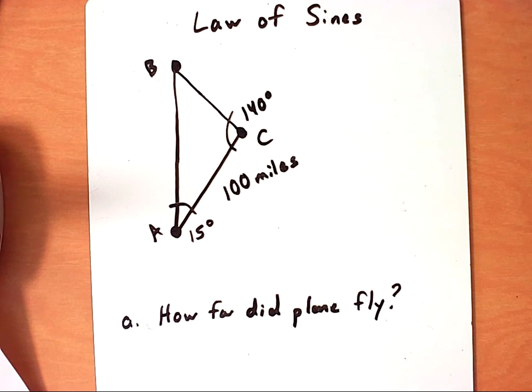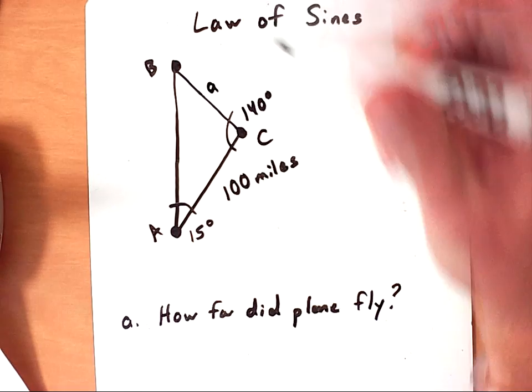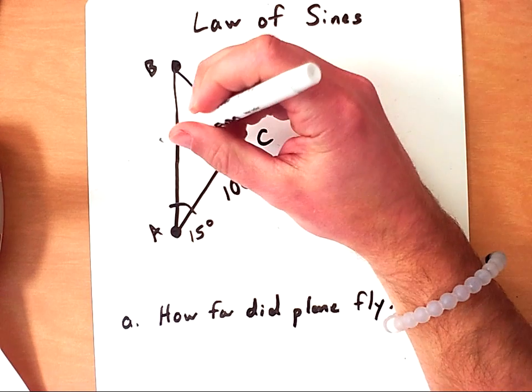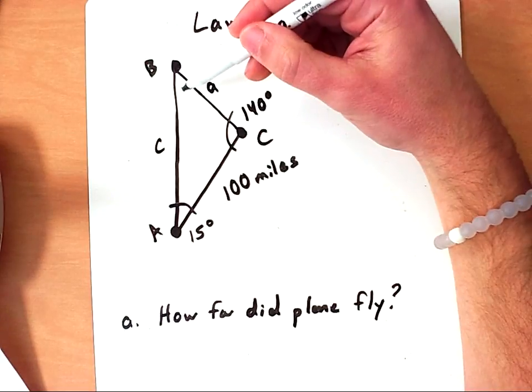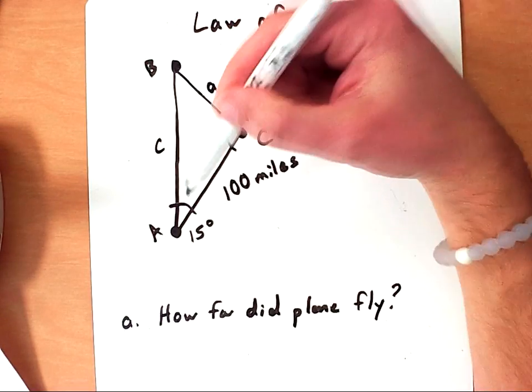Now, for the law of sines to work, we need to have a matching pair. So currently, I have 15 degrees. I do not know side A. It's an unknown currently. I have 140 degrees. I do not know side C. That is an unknown. And I have 100 miles, but I do not know side or angle B.